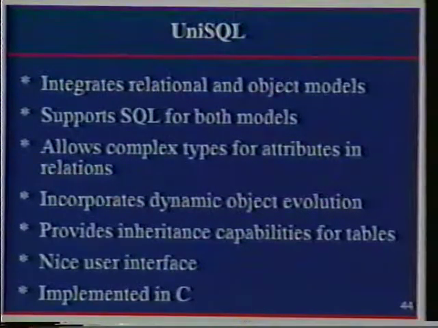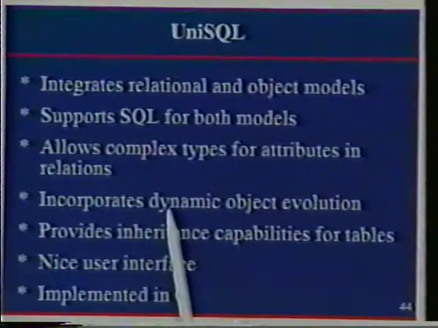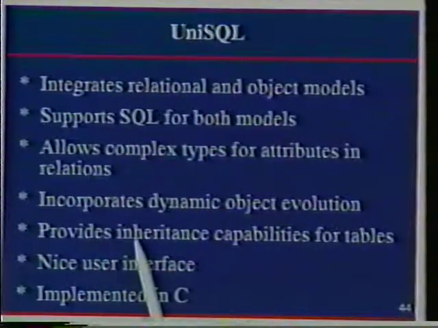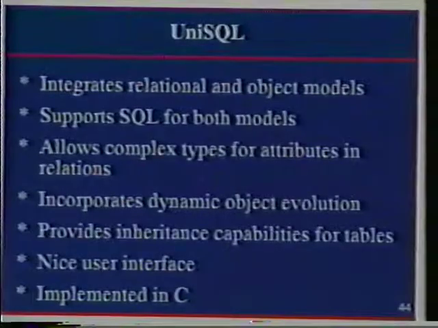So if you want to program using relational database concepts, you can do that in UniSQL, and if you want the object model, you can do that in UniSQL. UniSQL incorporates dynamic object evolution, and it provides inheritance facilities for tables. In the traditional notion of a relational table, we have the concept of normalization, so we put it in first, second, and third normal forms. However, when we put it in first normal form, the attributes have to take only atomic types and not complex types. In UniSQL, the attributes can take complex types, and tables can inherit attributes and methods from their parent tables. The user interface is very nice, and it's implemented in C++.